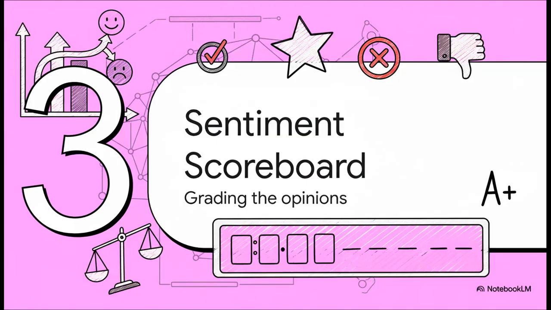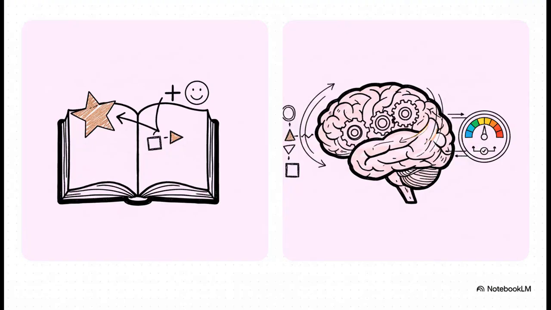All right, so we've successfully pulled out the core opinions. The next logical step is pretty obvious, right? Are they good opinions or bad opinions? It's time to put them on the sentiment scoreboard and give them a grade. Now, there are a couple of main ways to do this. I like to think of it as the dictionary versus the professor.